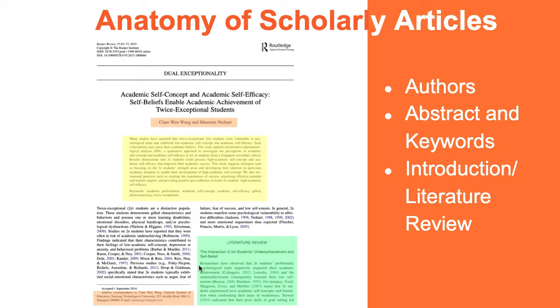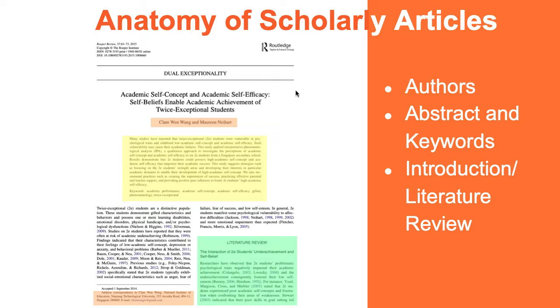Just briefly talk about the anatomy of scholarly articles. And in this case, this is specifically regarding psychology and behavioral sciences, education, and social sciences disciplines. Understanding the anatomy of a scholarly article can better help you understand what's going on in the article, as well as how to read that article.